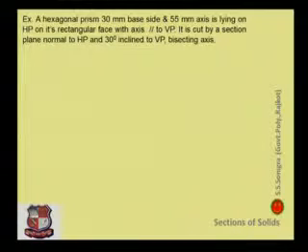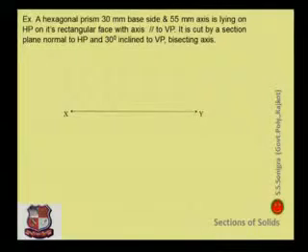Another problem of a hexagonal prism. You can see here a hexagonal prism of 30 mm sides and base, 30 mm base and 50 mm axis is lying on HP on its rectangular face with axis parallel to the vertical plane. So similarly here the same exercise is to be adopted. A hexagonal prism is given with 30 mm sides and 55 mm axis. It is lying on the horizontal plane on its rectangular face.